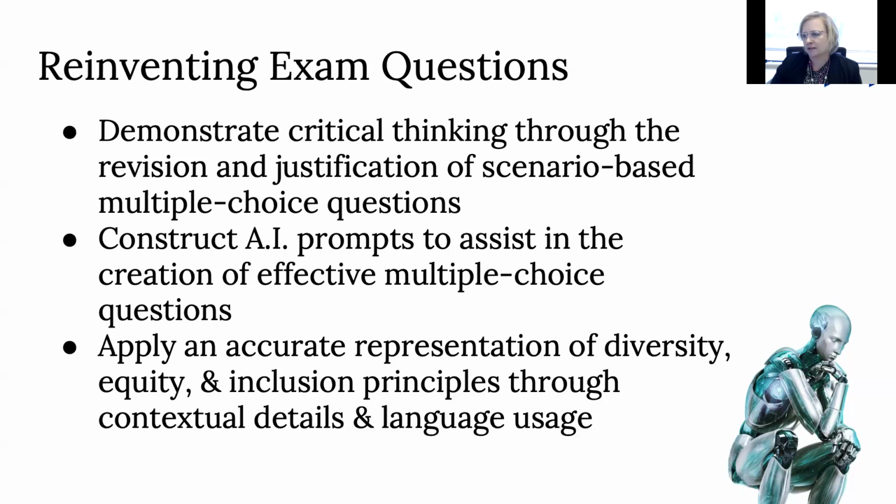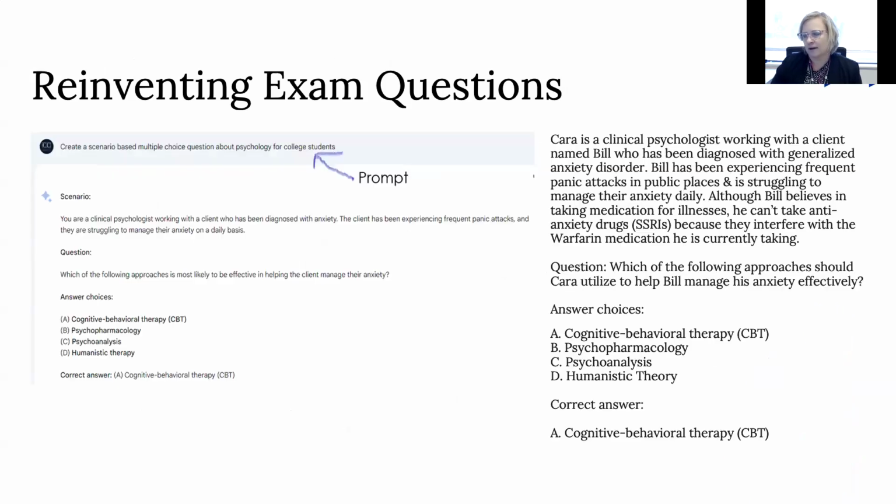So how this assessment works. On our next slide, what students are going to do is create a prompt for AI to create multiple choice scenario-based questions. So there's a scenario, there's a question, and then the AI will provide the different answer choices and the answer. What students need to do then is provide a justification for whether that is the correct answer or not.